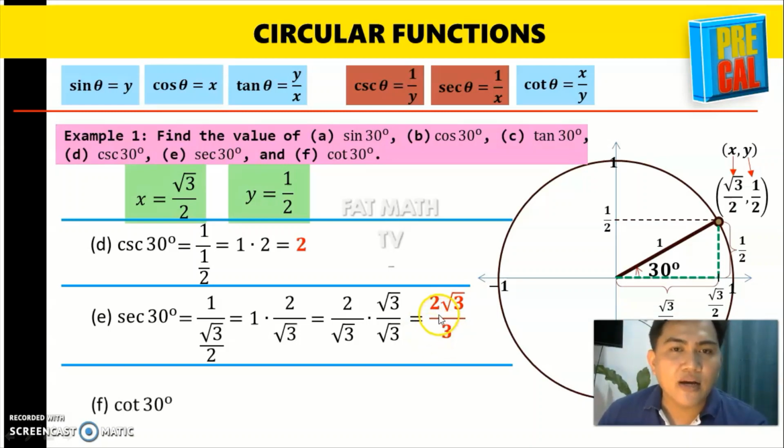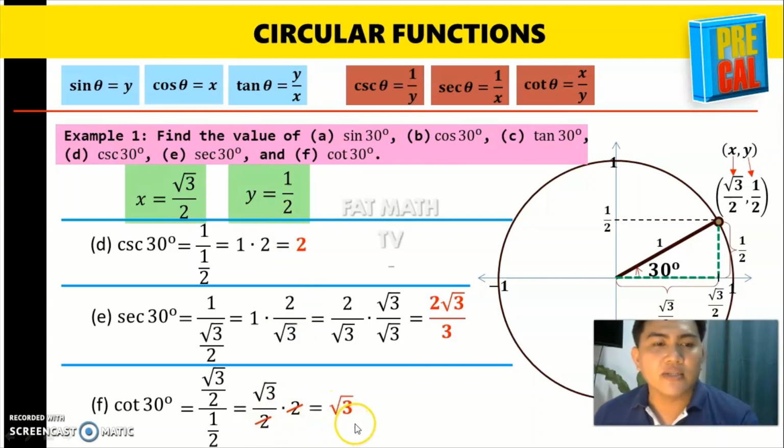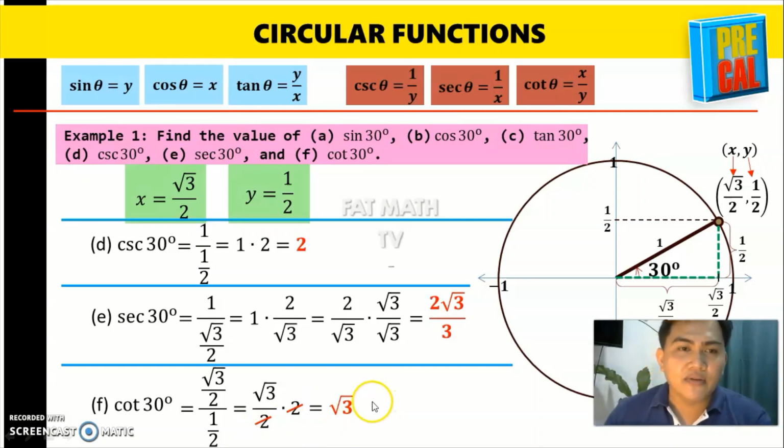And lastly, for the cotangent of 30 degrees, we have x over y. And x is square root of 3 over 2, over y, which is 1/2. So that is square root of 3 over 2 times the reciprocal of 1/2, 2. And then we can cancel this, 2 and 2 here, and we will have square root of 3. So the cotangent of 30 degrees is square root of 3.